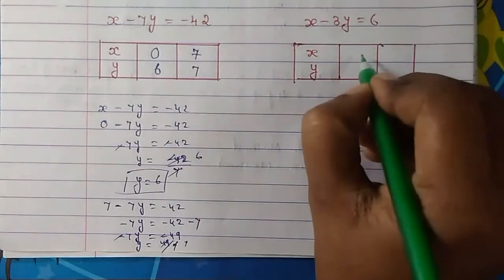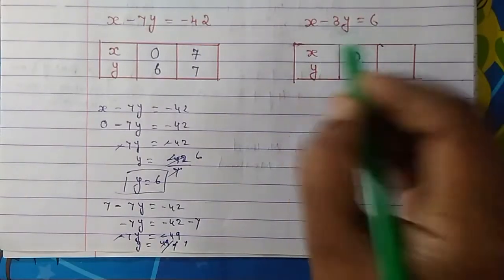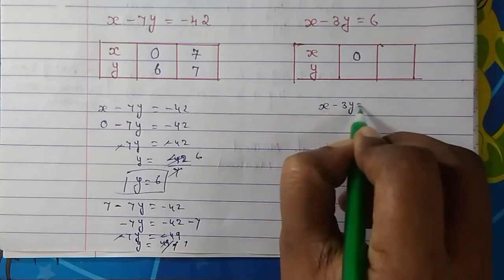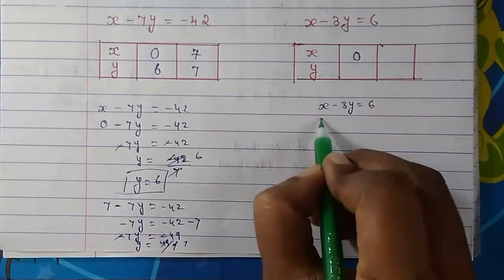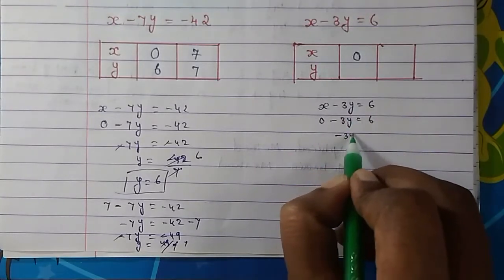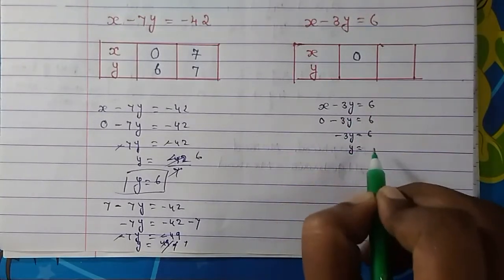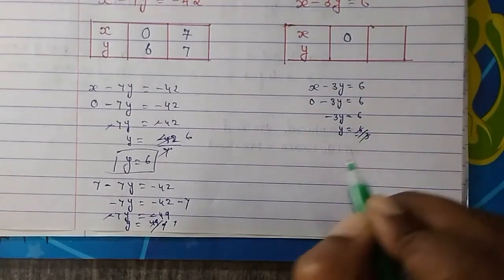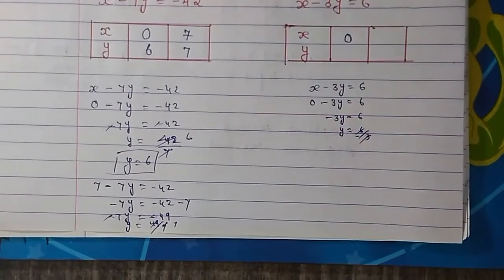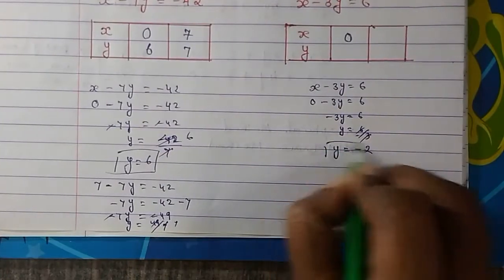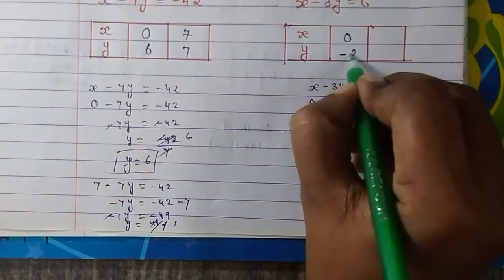So here if I take x as 0, then in the place of x in this equation, x minus 3y equal to 6, I put 0. So minus 3y equal to 6. Y equals 6 upon 3, with the minus here. So I will get y equal to minus 2. So minus 2 I get.